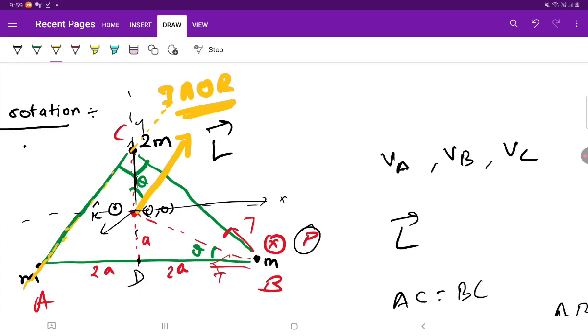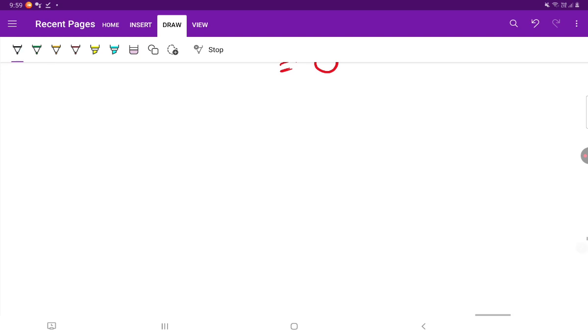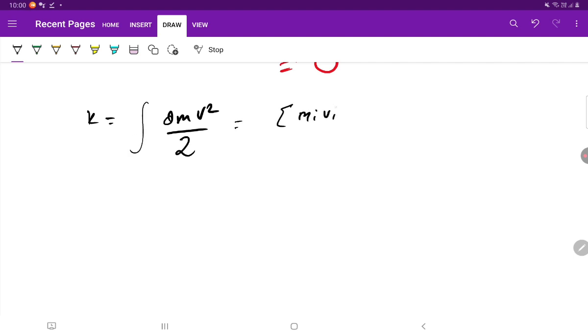Now the next thing is kinetic energy. What will be kinetic energy? Kinetic energy K is equal to summation of dm v square by 2, in integral form, or summation m_i v_i square by 2, which will come out to be p square by 2m, because only b possesses some finite velocity.